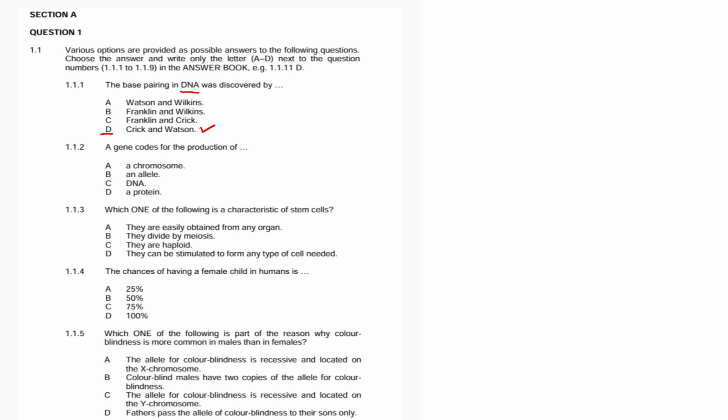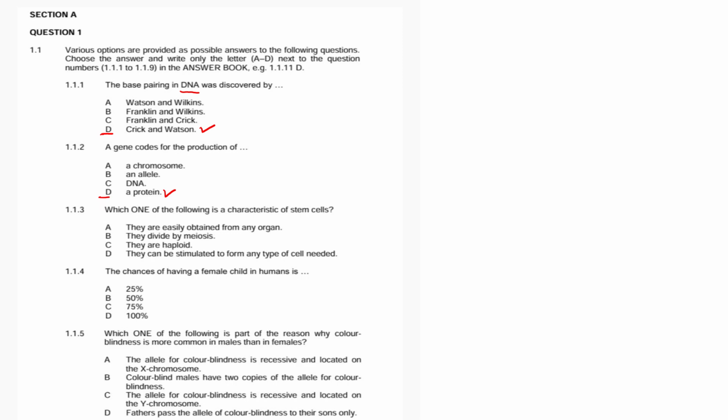Right. Now 1.1.2: a gene codes for the production of what? It is protein, right? So option D is the correct one. Protein. A gene codes for the production of a protein.